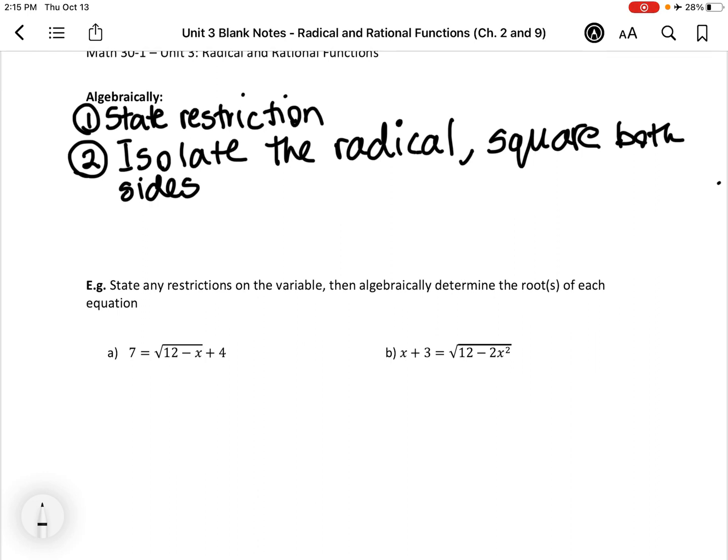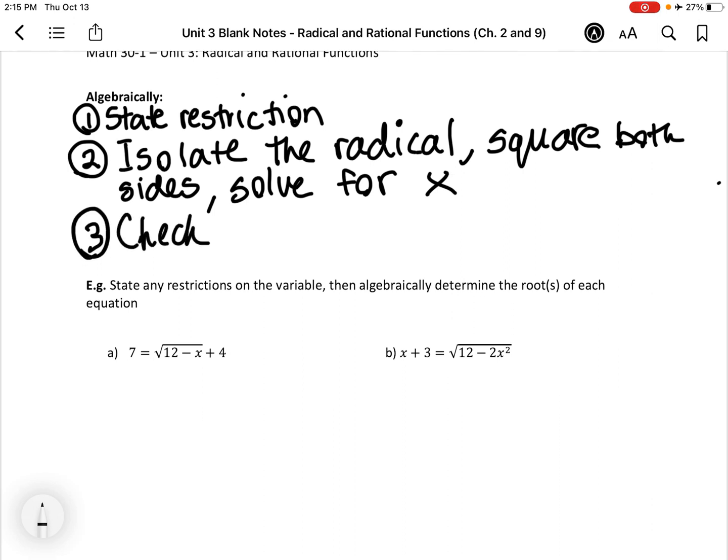When you square both sides, you won't have a radical anymore. You're going to have either a linear or quadratic equation. So at that point, you can solve for x. And then finally, you need to check for extraneous roots.